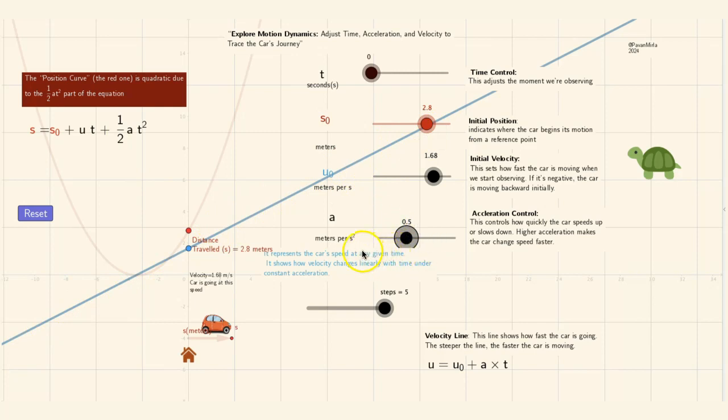Our position curve, the red curve, described by the equation S equals S0 plus U times t plus half A times t squared, combines these elements: where we started, how fast we are going, and how quickly we are speeding up or slowing down, into one graphic. Remember, a steady angle means constant acceleration, and that curve shows us our displacement over time.